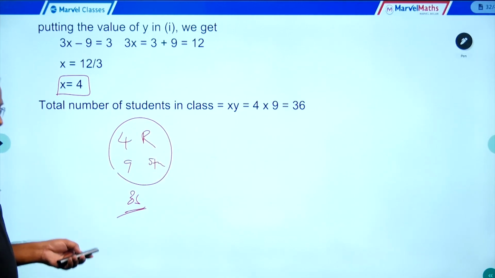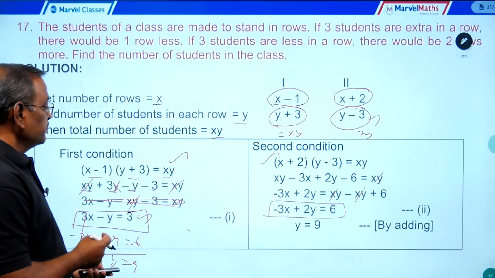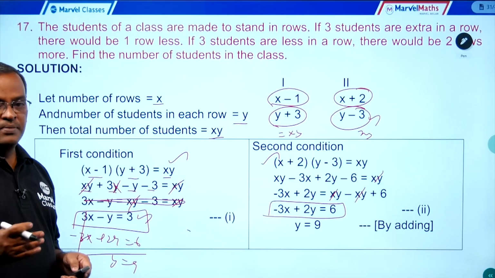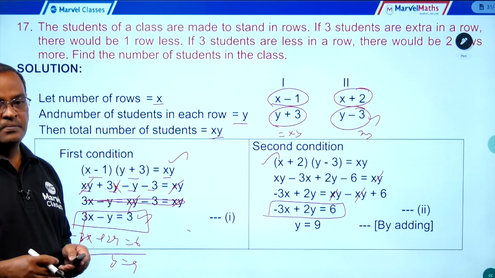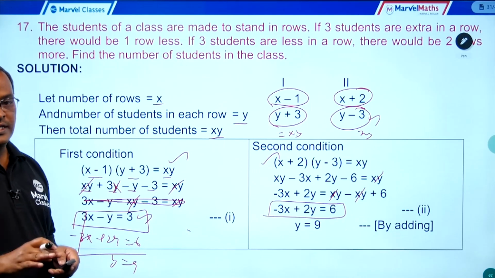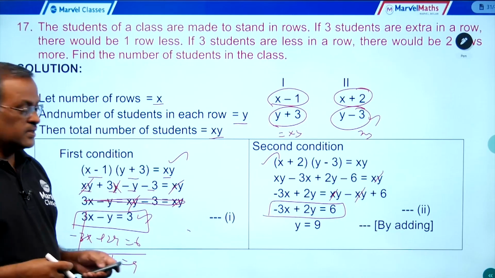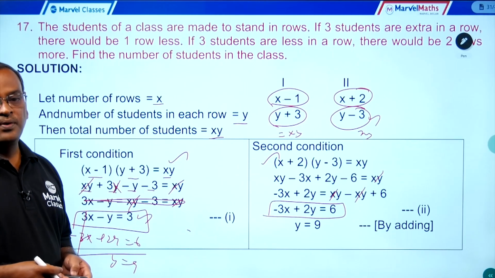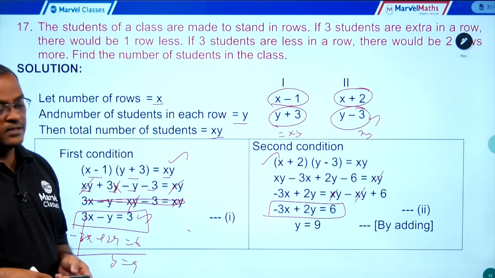And already we discussed one problem related to this xy concept. The area of a rectangle, when some changes are there in length and breadth, the area remains the same. The only thing is the length and breadth will change. Similarly, the number of students in each row, the number of rows, and the total class strength.